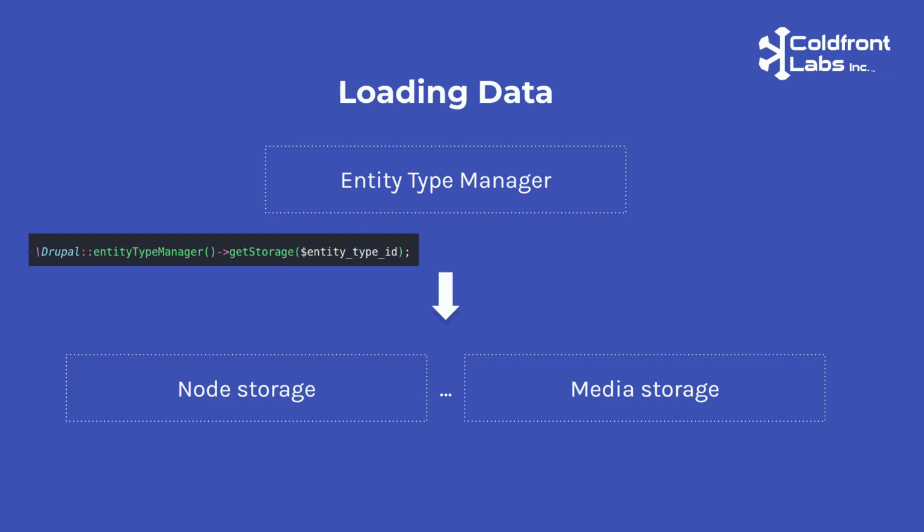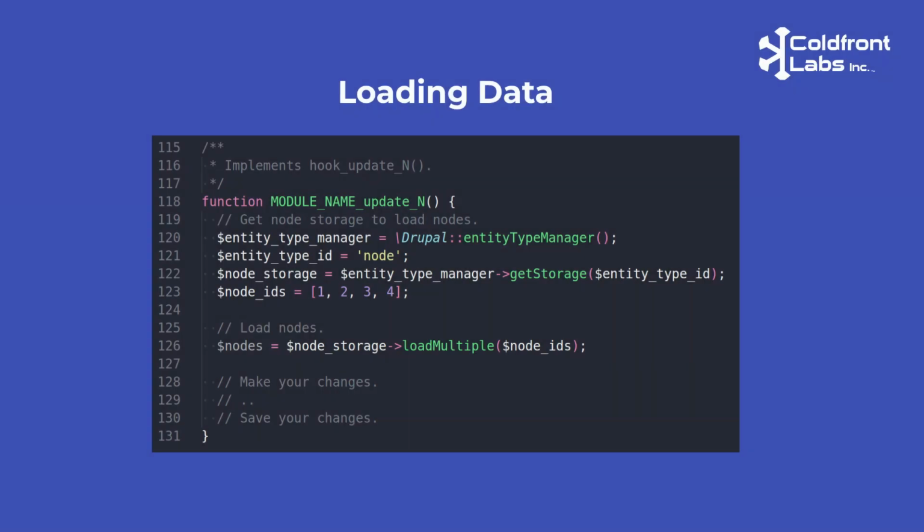So the first part we're talking about is loading data. With loading data, there's something called an entity type manager. With the entity type manager, we can get storage handles to allow us to load data. For example, if we want to load a node, we can load the node storage. If we want to load media items, we can do media items. One of the examples that we look at a little further on is converting files to media items. You might have files in your site, but you may not be using the media module. So if you have the entity type ID, you can load the storage handle to load data for that.